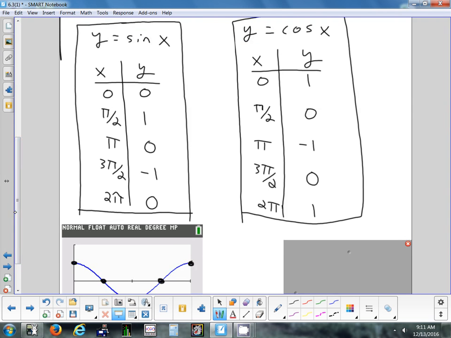Okay, so sine and cosine really have the same values. It's just where you're starting. 1, 0, negative 1, 0, 1. 0, 1, 0, negative 1, 0. Same numbers. They're all shifted a little bit. Okay, so any questions on those two tables? Okay, so you really want to make sure you have those right, because if you have them wrong, every problem you graph with sine and cosine will be wrong.